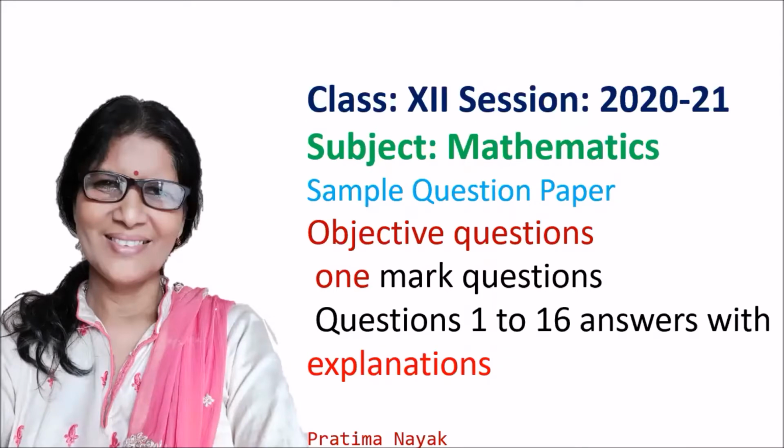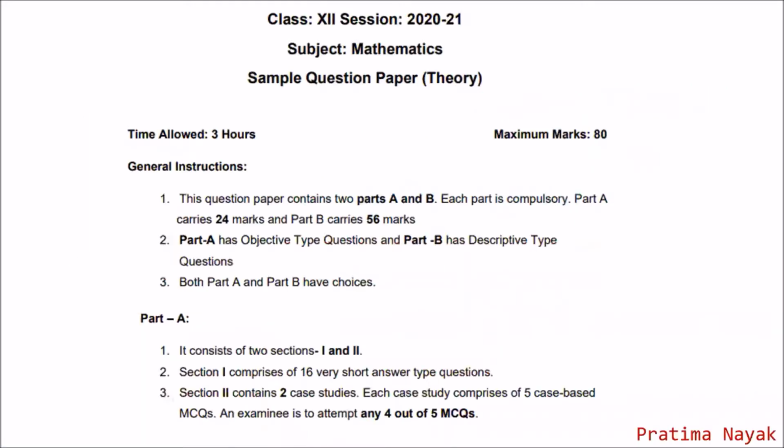So today we'll discuss your CBSE sample paper which is published on the website. There is a little bit of change this year. What's the change? The question paper contains two parts, A and B. Each part is compulsory. A carries 24 marks and B carries 56 marks.